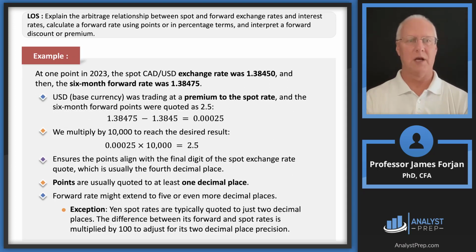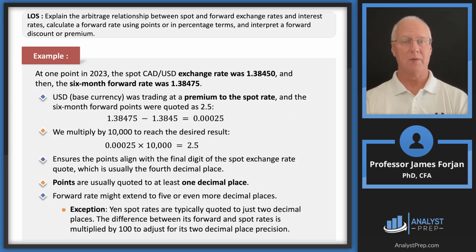Let's take a look at a quick example. Actual exchange rates during the year 2023: spot rate between Canadian dollar and US dollar, 1.3845. So it takes 1.3845 Canadian dollars to buy 1 US dollar, but the 6-month forward rate is different, 1.38475. So that base currency, which is in the denominator, in this case the US dollar, was trading at a premium to the spot rate.